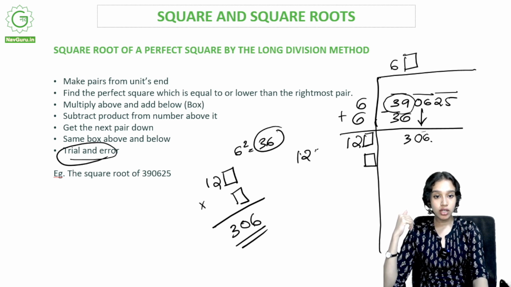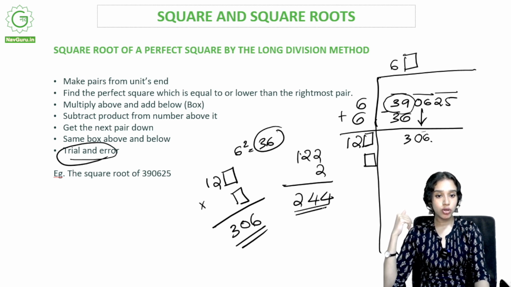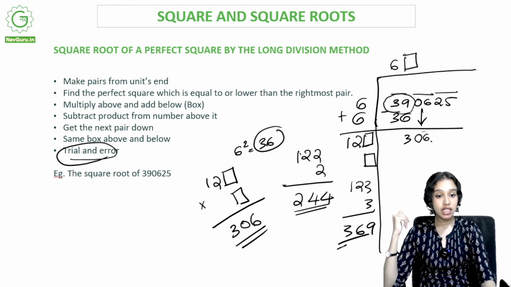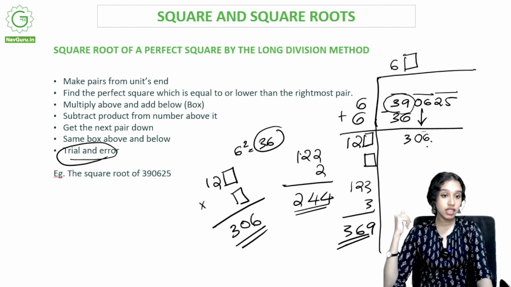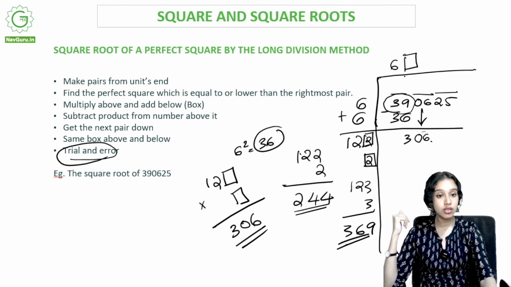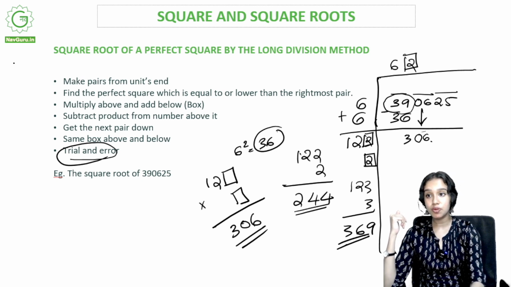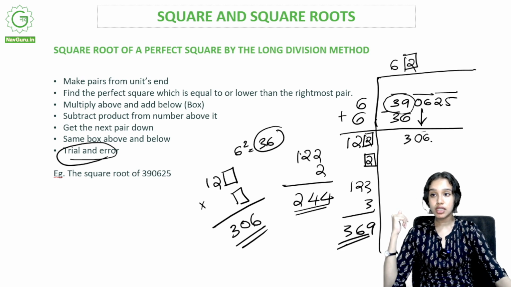So if it's 122 into 2, we get 4, 4 and 2, 244. Let's see 123 into 3. 3 3s are 9, 3 2s are 6 and 3 1s are 3. 369 is very much greater than 306. So we take the number as 2. So this is 2, this is 2 and this is also 2. So let's clear the way out.